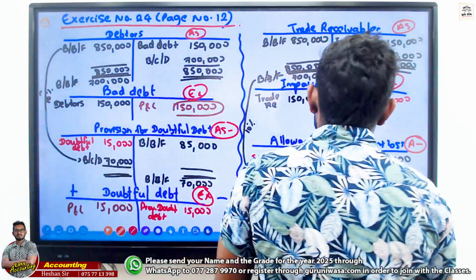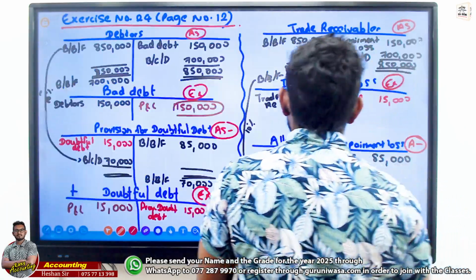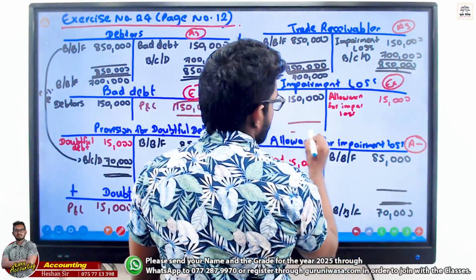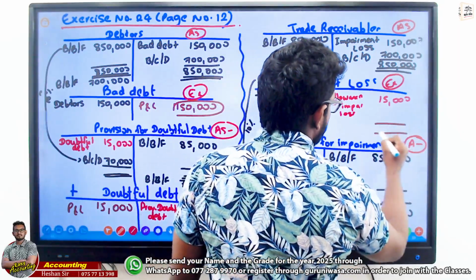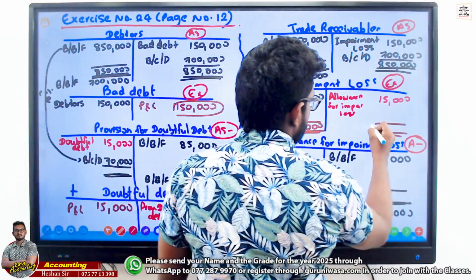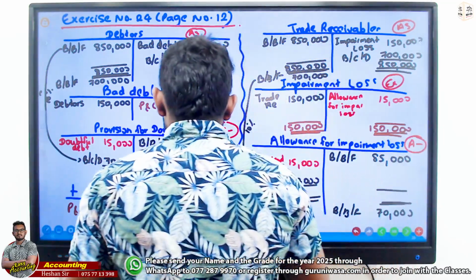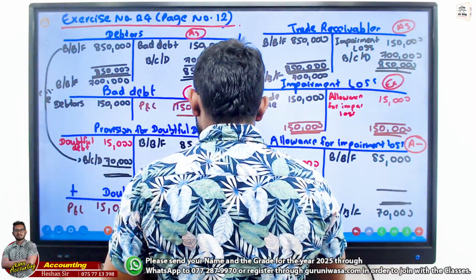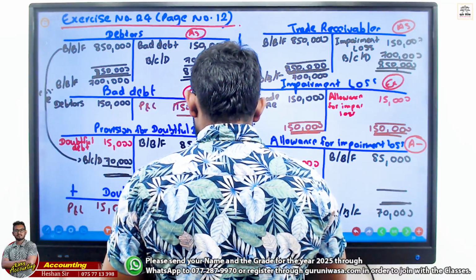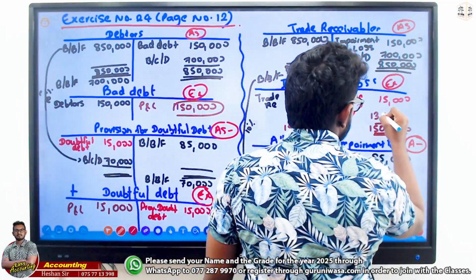But when we balance this one, we transfer this to the P&L as well, but you know, 150,000 minus 15,000 is 135,000.